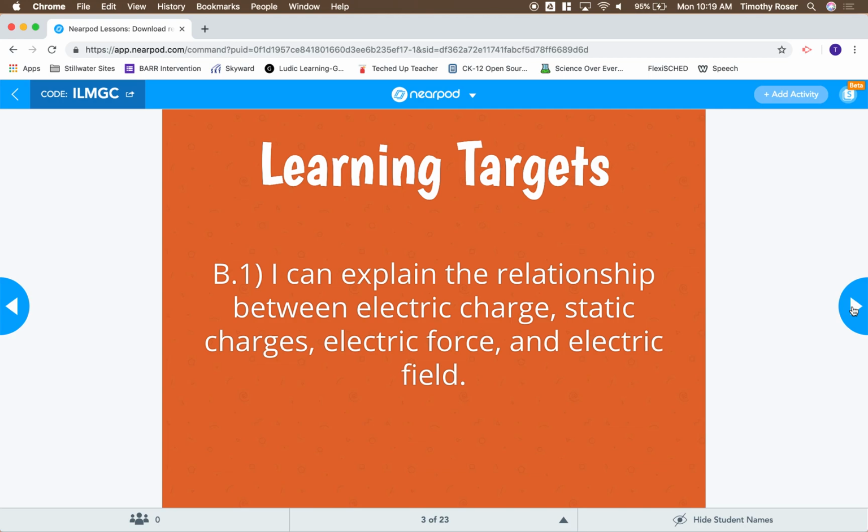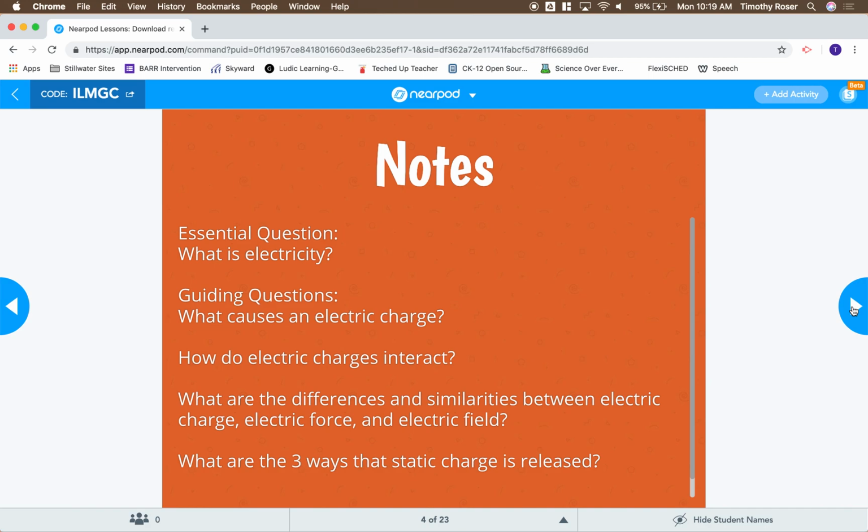Our learning target for today is I can explain the relationship between electric charge, static charges, electric force, and electric field. Your notes, you need to go ahead and set up your notes in your yellow packet. Our essential question today is what is electricity? And we have 4 guiding questions. What causes an electric charge? How do electric charges interact? What are the differences and similarities between electric charge, electric force, and electric field? And what are the 3 ways that static charge is released?